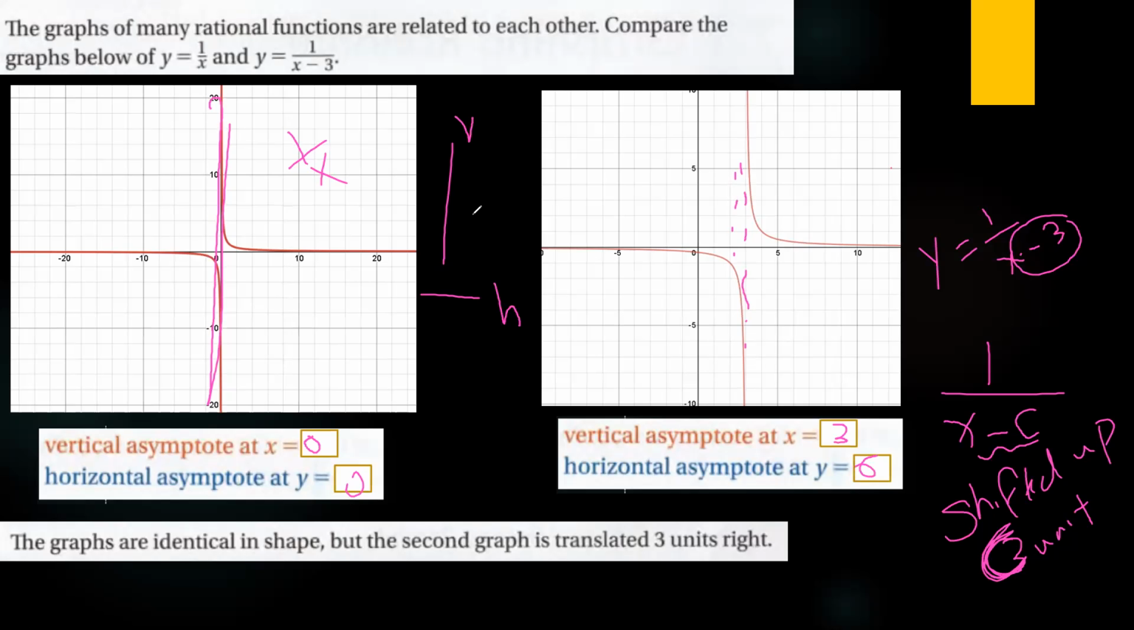So 1 over x minus 3 means the graph is translated 3 units. If it is 1 over x plus 3, that means the graph is shifted to the left 3 units.